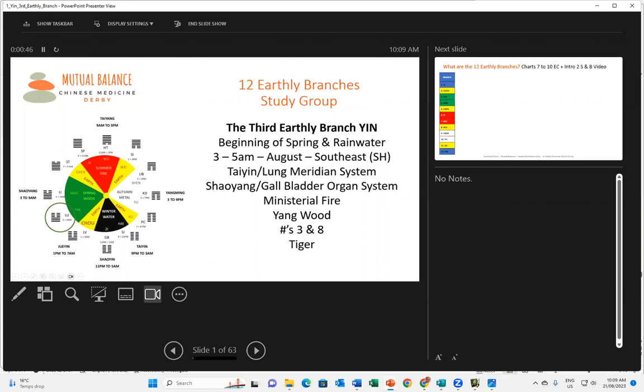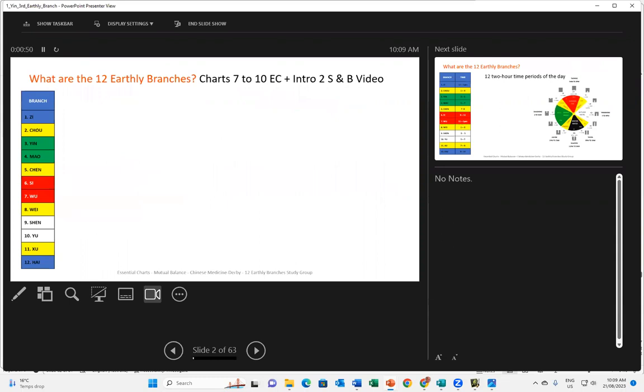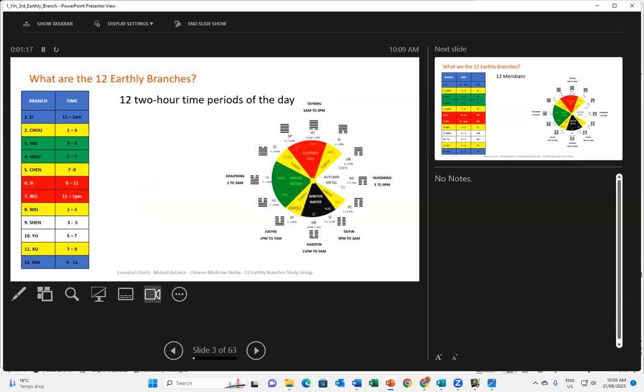But first of all, we're going to just start off with a brief look at what the 12 Earthly Branches actually are. In the 81 essential charts, the information on that is on charts 7 to 10, and there's also further information on the intro to stems and branches video. So it's useful for people to catch up on those. When we're looking at the branches, if we translate it to standard Chinese medical terminology, you could say they represent the 12 two-hour time periods of the day.